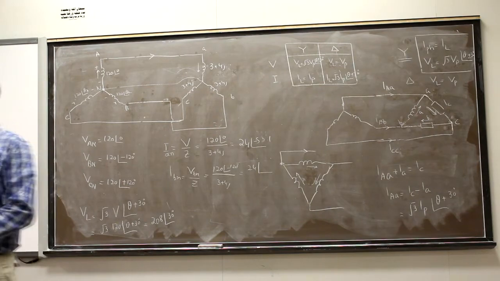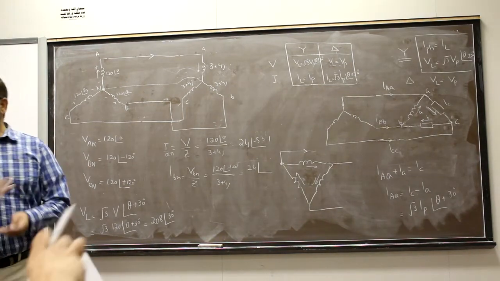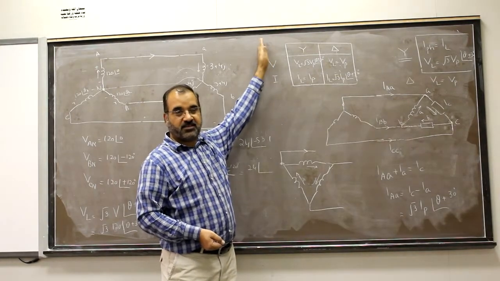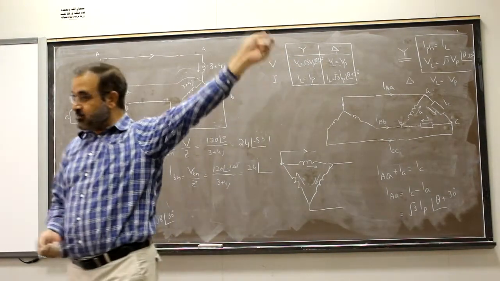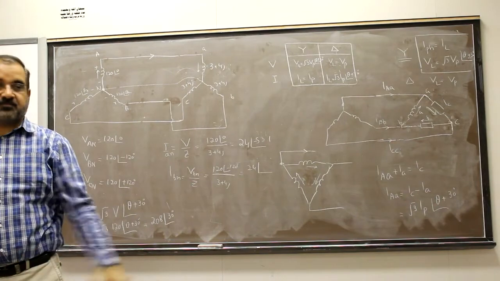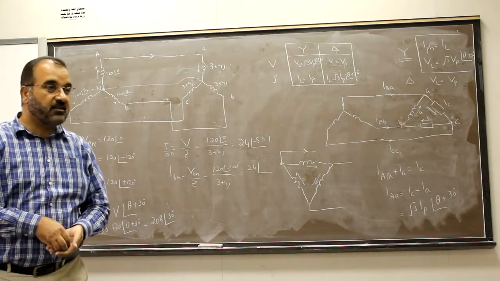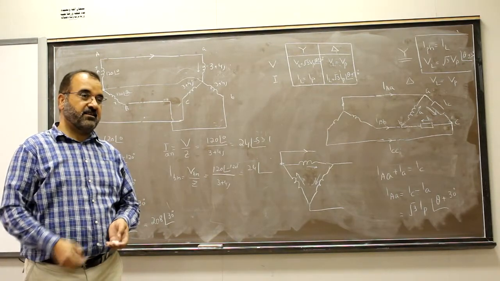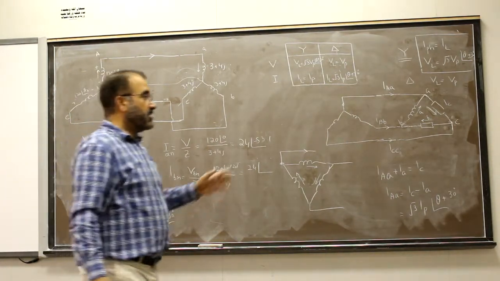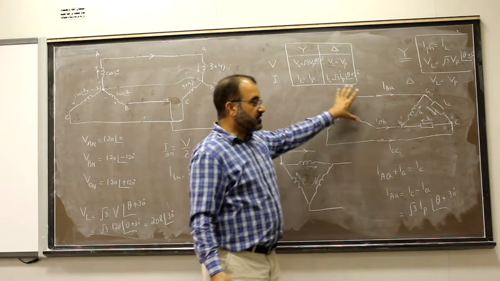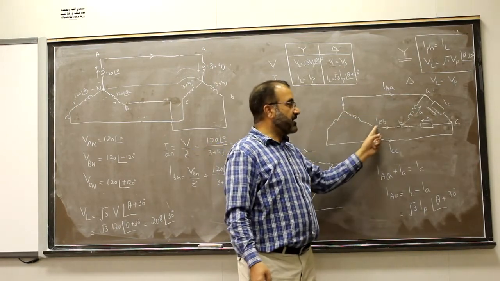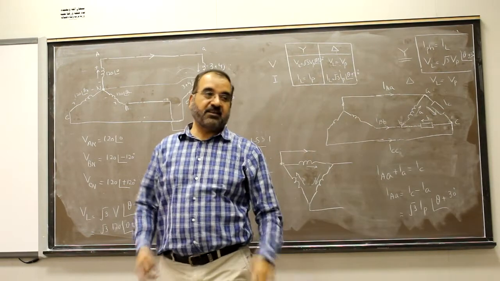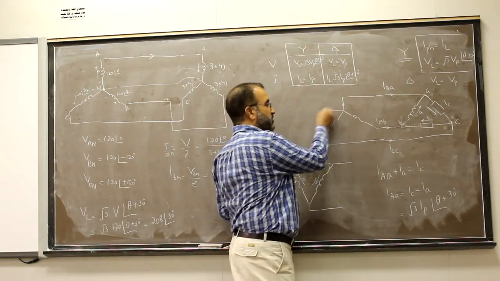Just remember this thing. It will help you in your calculations. This table, how this comes, I explained it to you. In delta there will be no neutral line. Where does the current go? The current will come back, consume here, so there is no neutral over there. What we do in that case, we put the neutral over here.